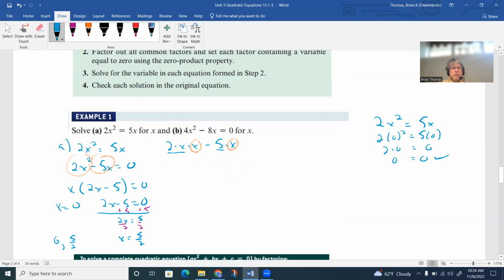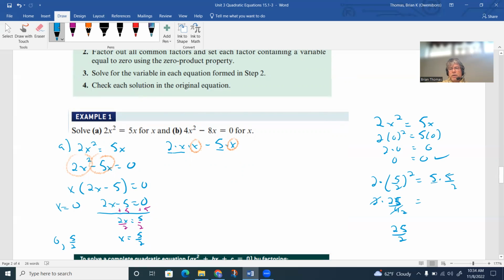The other one I could put in is the 5/2. So this is going to be 2 times 5/2 squared equals 5 times 5/2. So this becomes 2 times 25 fourths. That's 5 squared is 25 and 2 squared is 4. Notice how the 2 and the 4 will cancel there. You have a 2 on the bottom. So this is 25 halves on the left side.